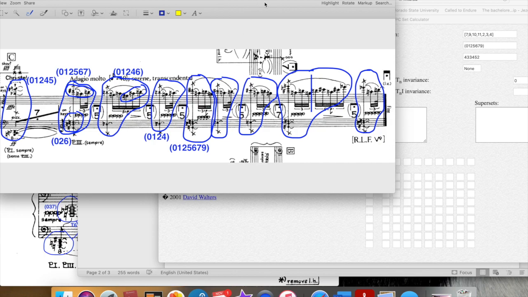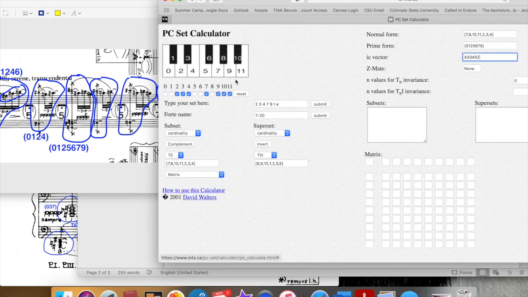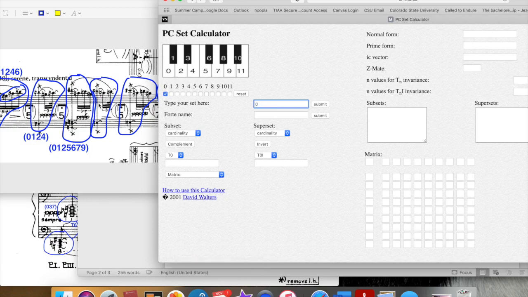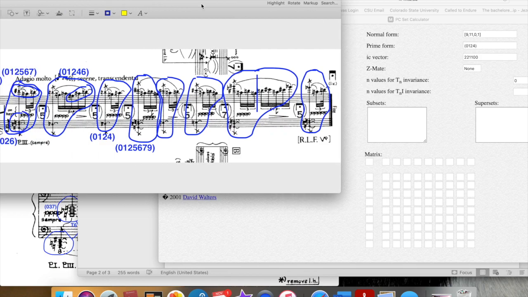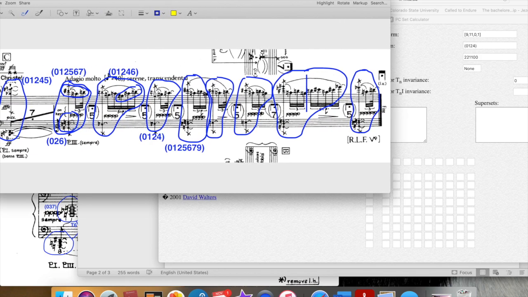Let's do this one right here. Here we've got C in the bass, that's a C natural. We've got C sharp in the top voice, A and B. 0, 1, 2, 4 here. Notice that that's the same thing that we had over here, but it's been changed.